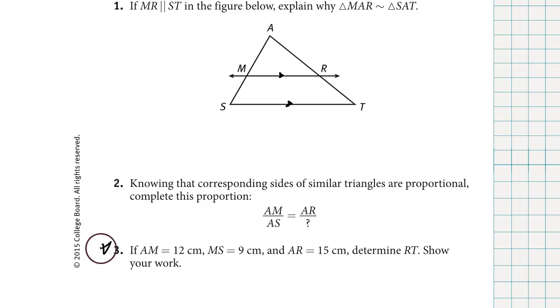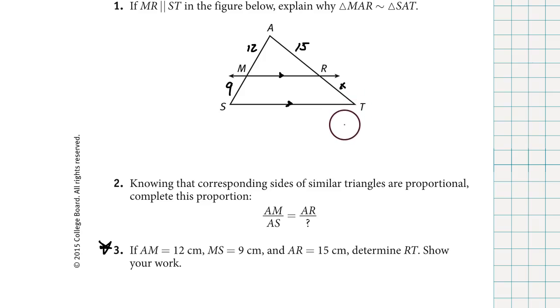Let's work on question 3. AM is 12. That's 12. MS is 9. So this much is 9. AR is 15. Determine RT. We don't know how long RT is. We could choose a variable on there, such as a lowercase x.